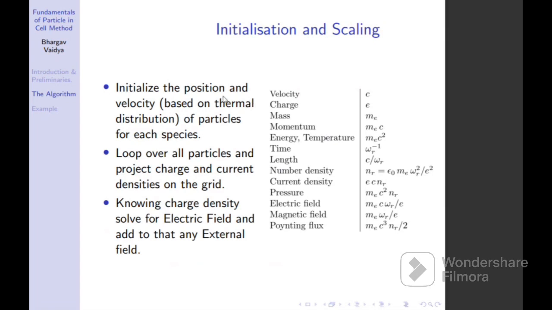So as I mentioned, initialize the position and velocity based on a thermal distribution of particles for each species. You can have multiple species: electrons, protons, positrons, whatever. Okay. You can have all sorts of things. Then you loop over all particles and project the charge and current density on the grid. Then knowing the charge, solve for the electric field. You can also incorporate any external electric or magnetic field if you like in your system. Okay. So that covers the initial part of it.